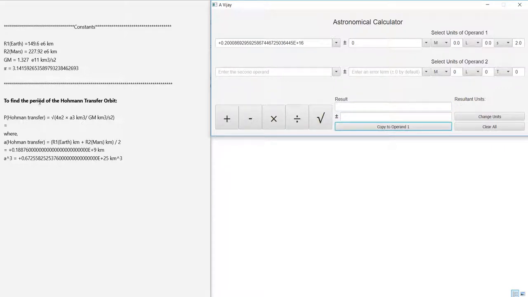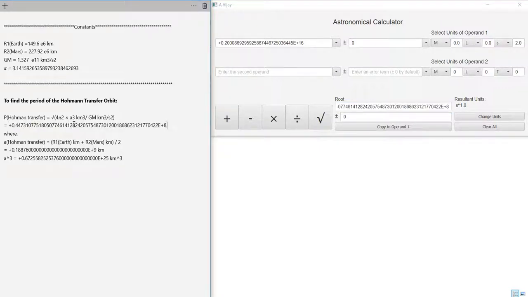So the final period of the Hohmann transfer orbit can be given by taking the square root of this value. And this is the result with the units of second.